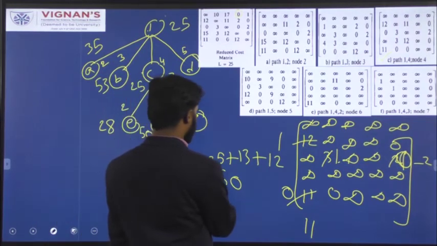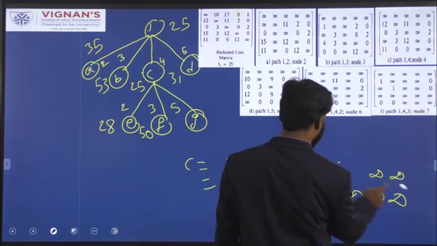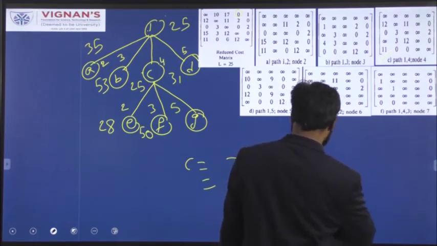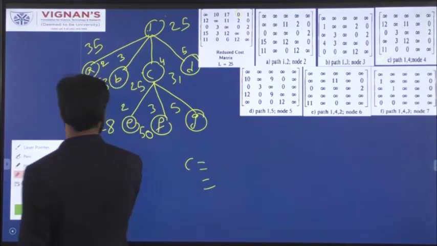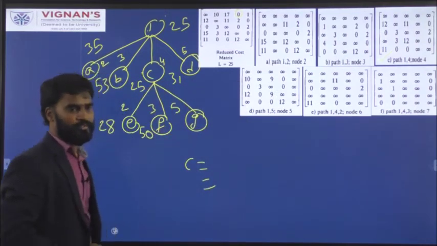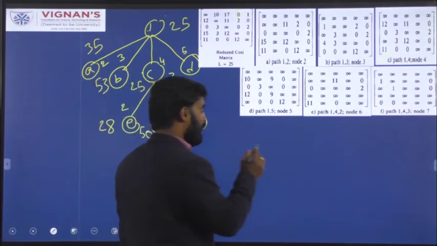Let's do this for G also. Let's calculate cost for G also. The node G is representing 5. So that means the path is from 4 to 5. When I say path from 4 to 5, the fourth row and fifth column should be infinite.